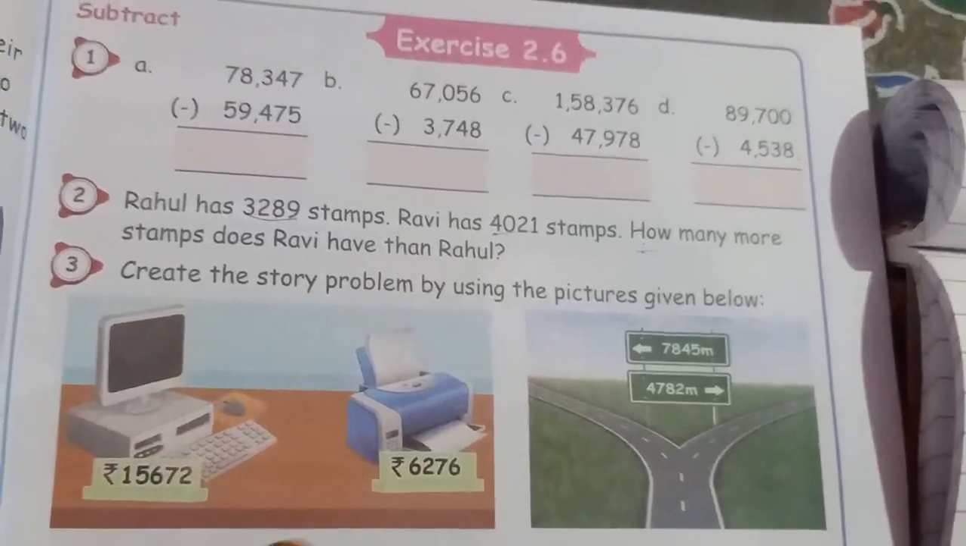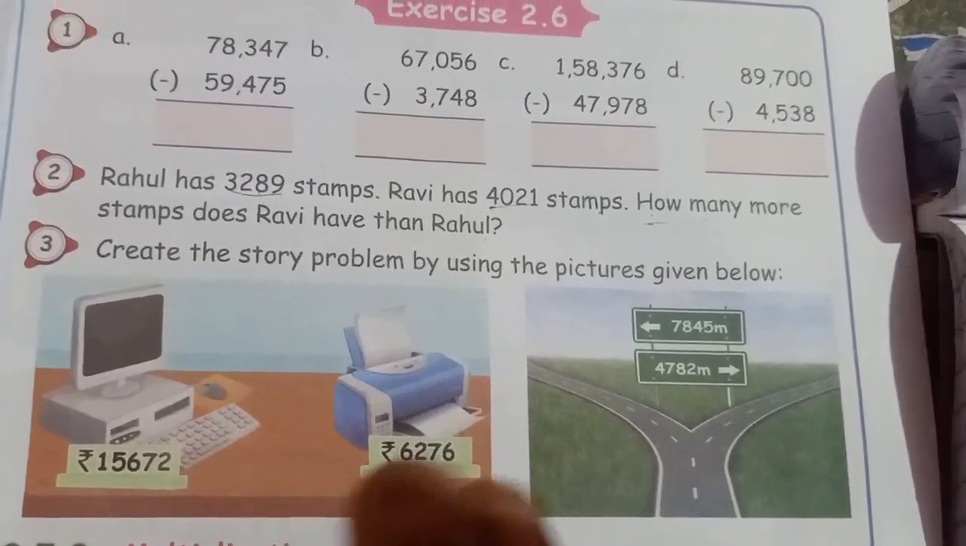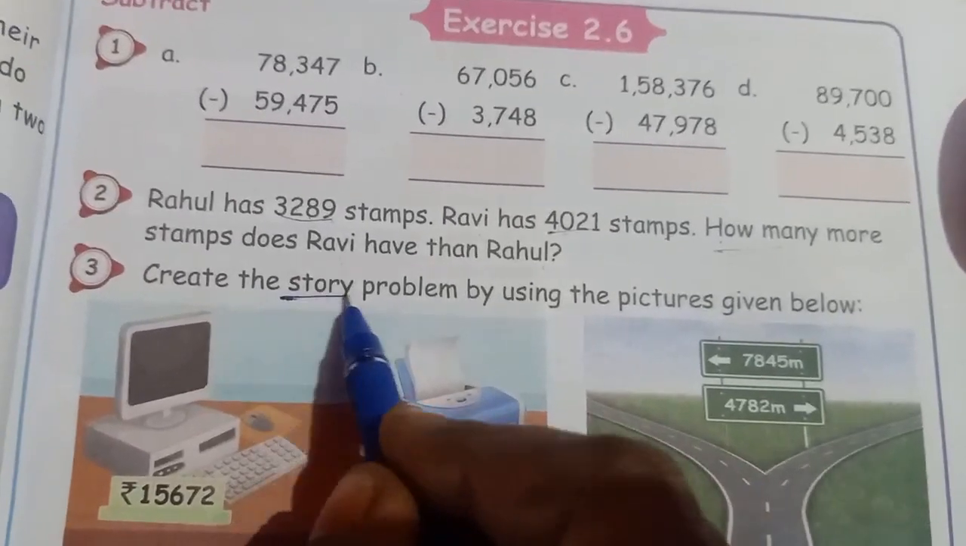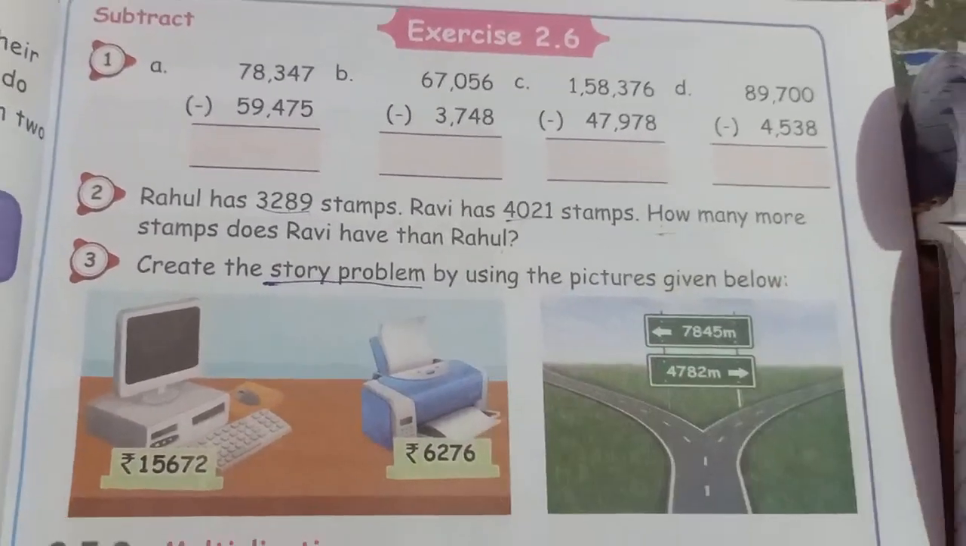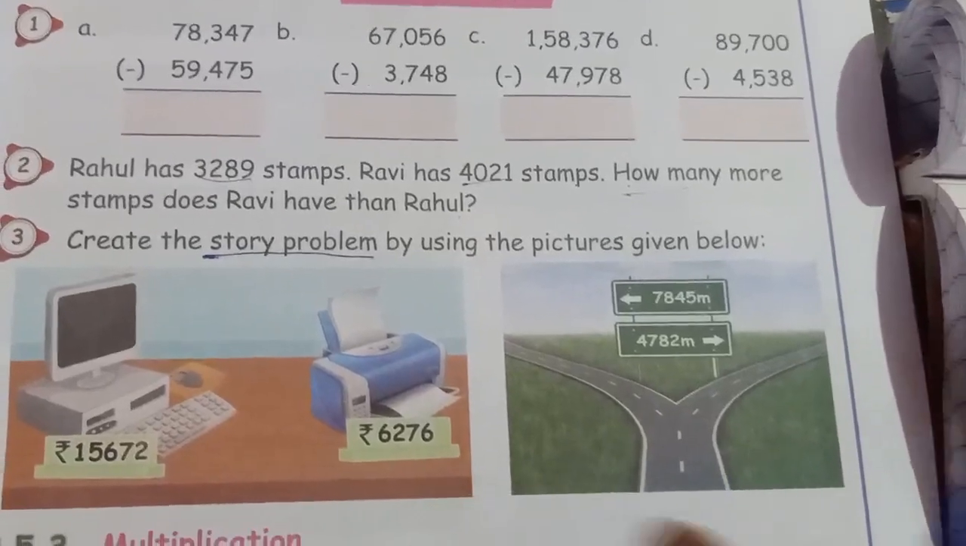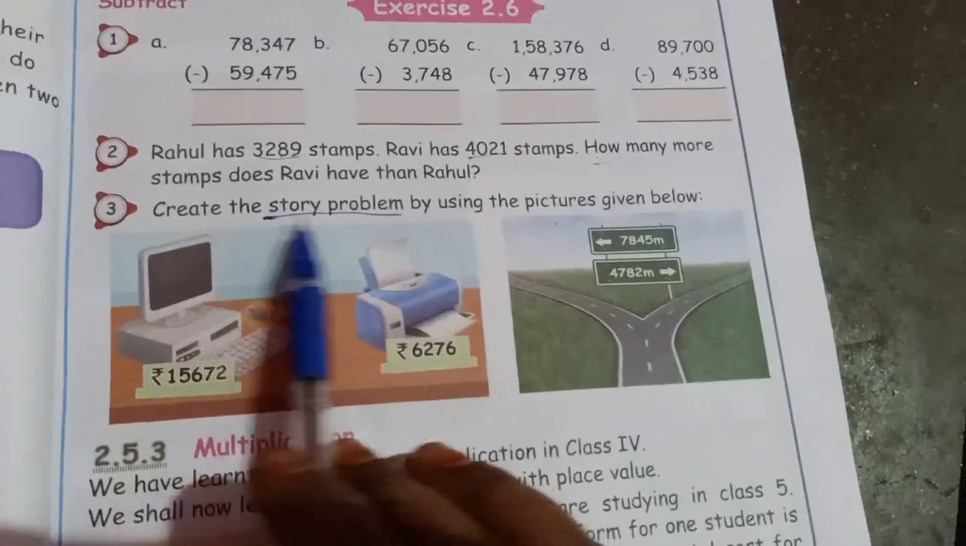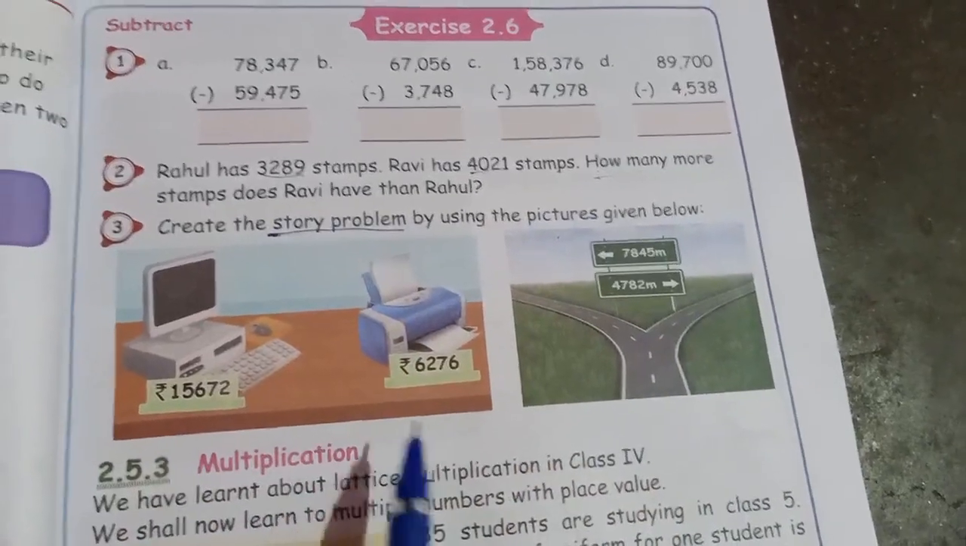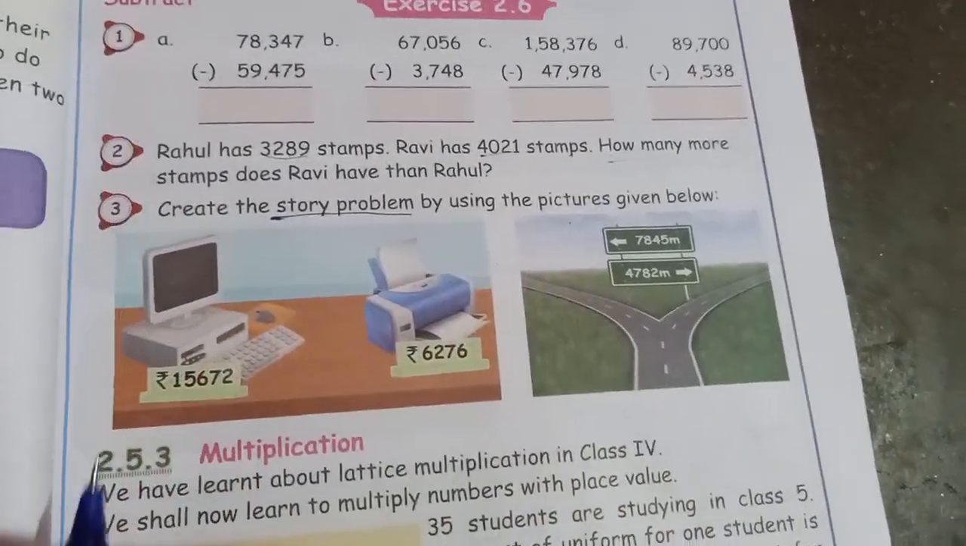Okay, now with these given numbers we want to create a problem. Don't find the answer, just create one story problem. So we want to write the wordings here. Seema, for this sum you can write on paper and paste it. Take one short size paper, write the answer, and paste it in this page.